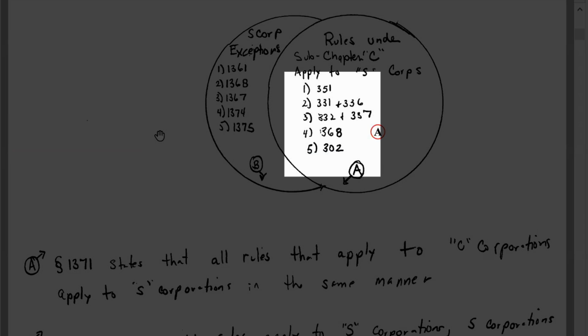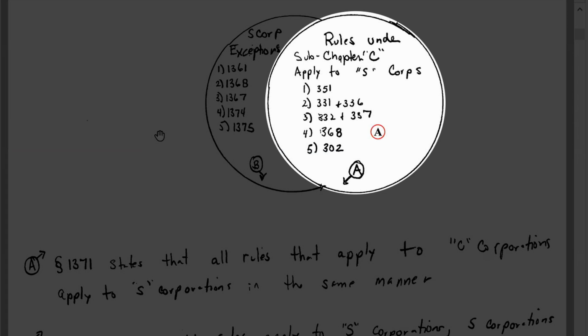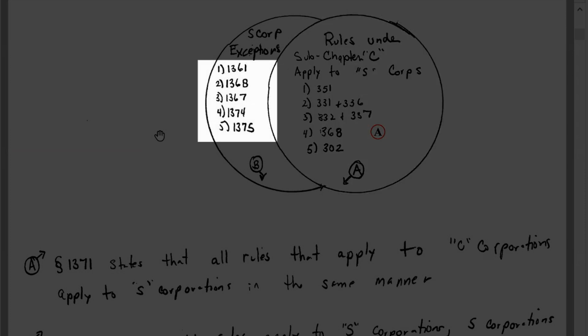368 are corporate reorganizations, spin-offs, F reorgs. So we use F reorgs all the time. 302 is corporate redemptions. So everything in that circle, 1371 says all those rules apply equally both to C corporations and S corporations. Everything outside that circle, 1361, 1368, 1367, 1374, 1375, those are the exceptions. Those are rules that only apply to S corporations.